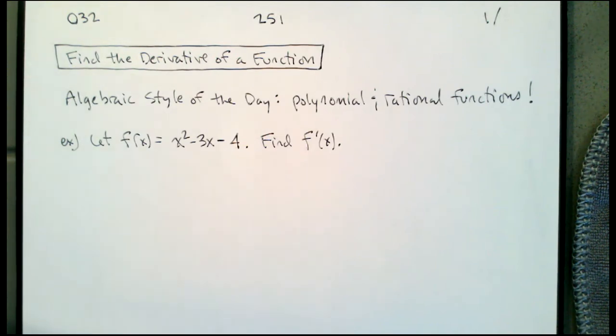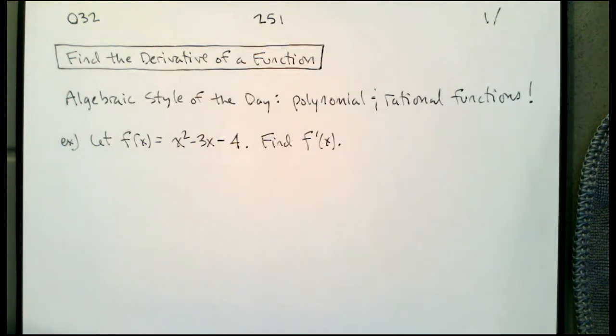But let's start with this polynomial function. We did this a little bit yesterday. We're given a polynomial function and we want to find the derivative of the function. So here we have f of x equals x squared minus 3x minus 4. And we want to find the derivative of the function, f prime of x, at any point. To do this, we're going to use the definition of the derivative.